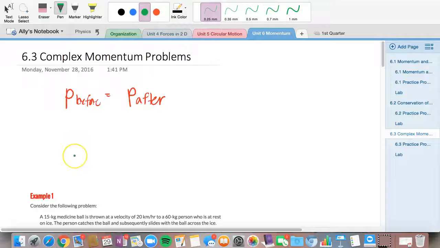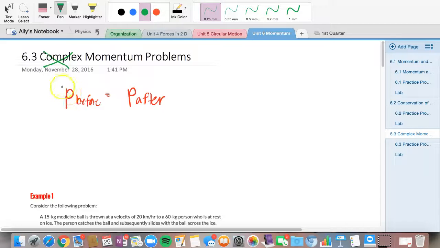This video, 6.3, is on complex momentum problems. Complex is probably not the best word to use. We're really just focusing on momentum problems. It seems maybe a little bit more complex than before, but our previous video was just about conceptually about momentum being conserved, and this video is going to be focused more on the math behind it.